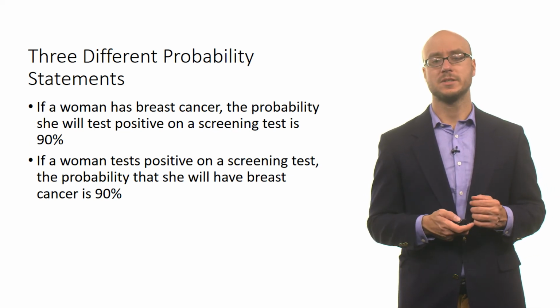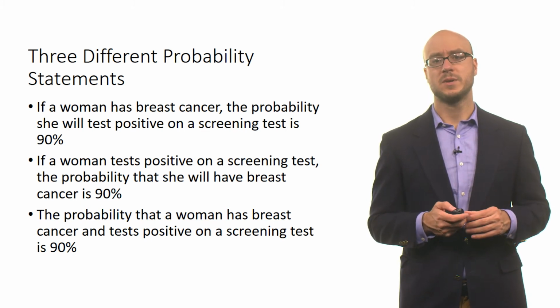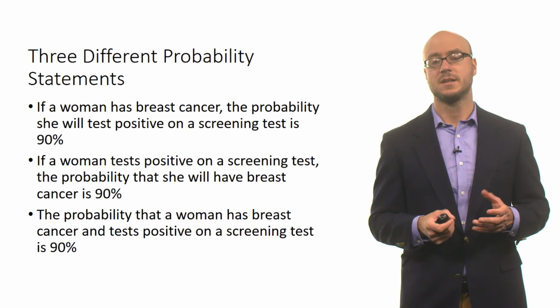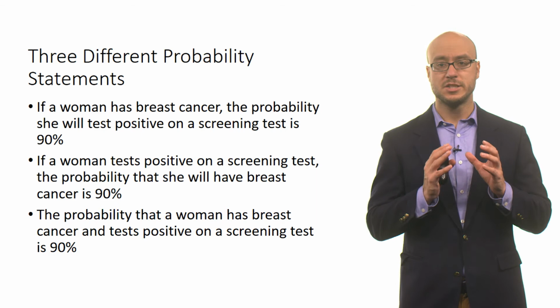And then this last statement is the probability that a woman has breast cancer and tests positive on a screening test is 90%. So the last statement is in fact not a conditional probability, it's a joint probability. It says given A and B, what's the probability? Each of these three statements are different. The first two statements are conditional probabilities, and the last statement is a joint probability.